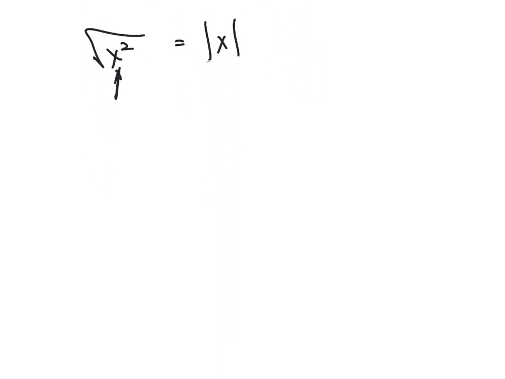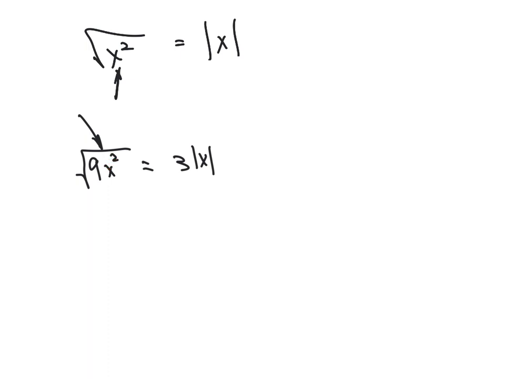Which means when we have 9x squared, well, I know that the square root of 9 is 3, but I don't know if x is a positive or a negative number. So because I don't know if it's positive or negative, I'm going to say that it's going to be the absolute value of whatever x is, positive or negative. It's going to be the positive number of whatever this is.